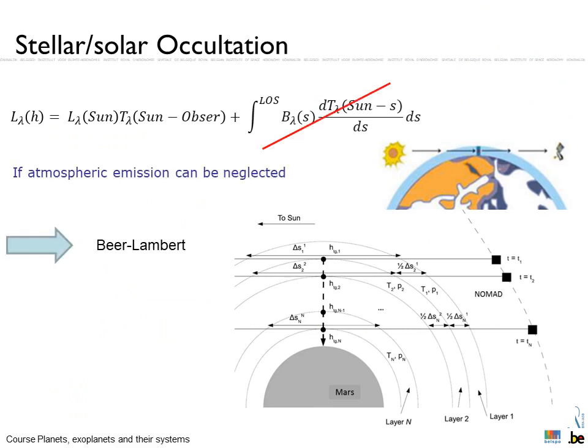The third example is a particular case of limb observation called occultation, which corresponds to an instrument looking at a star, the Sun being a particular case. If atmospheric emission can be neglected, then the equation simplifies itself to the known Beer-Lambert law.